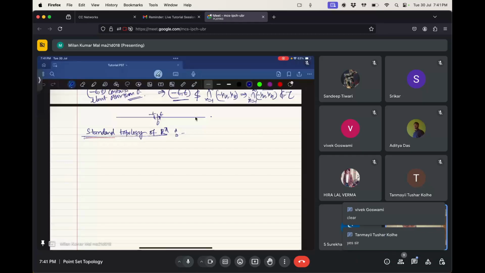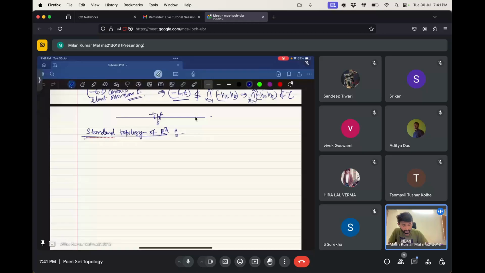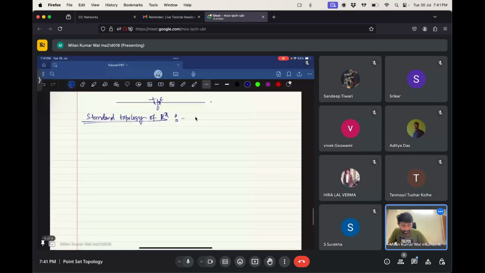Now, standard topology of R to the power n. What R to the power n says is that R to the power n is equal to the set of x, which I will denote x1, x2, up to xn, such that each xi is coming from R. This is R to the power n.